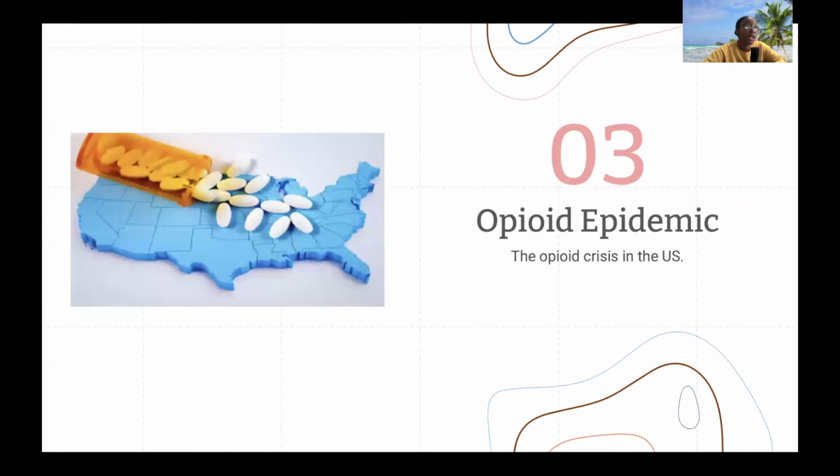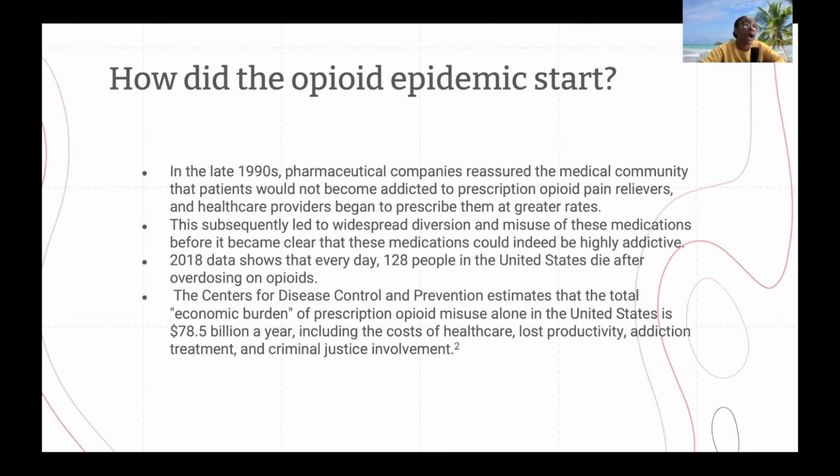Next, we're going to be talking about the opioid epidemic, the opioid crisis in the United States. So how did the opioid epidemic start? In the late 1990s, pharmaceutical companies such as Purdue Pharma reassured the medical community that patients would not become addicted to prescription opioid pain relievers, and healthcare providers began to prescribe them at greater rates.